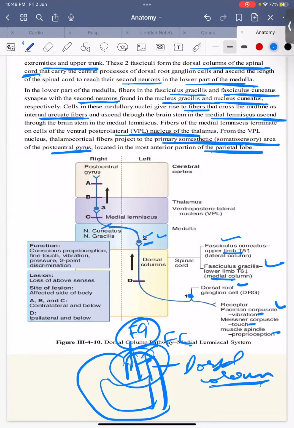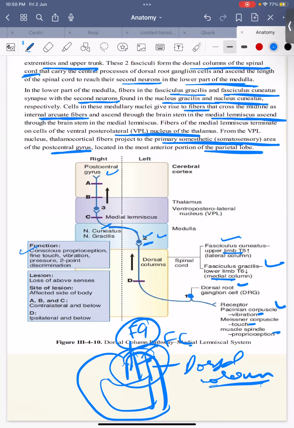And as they ascend upwards, what are these known as? These are known as thalamocortical fibers, going from the thalamus to the cortex. These will ascend and go to the primary somatosensory area, which is in the postcentral gyrus. So they carry conscious fine touch, vibration, and two-point discrimination.